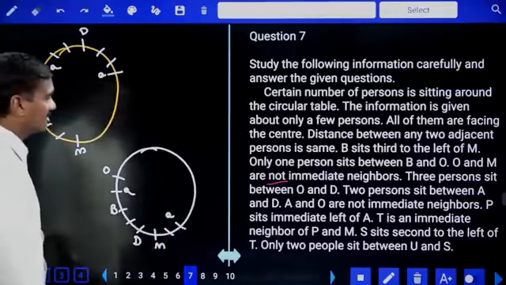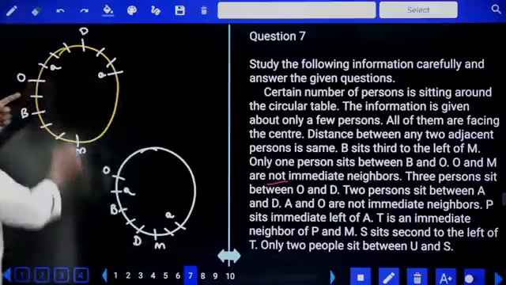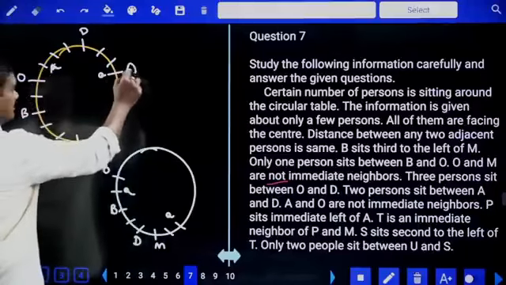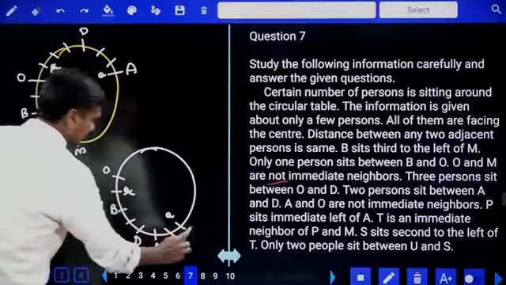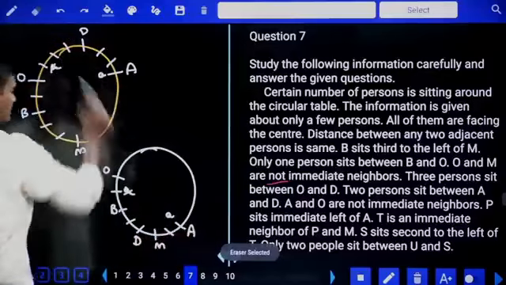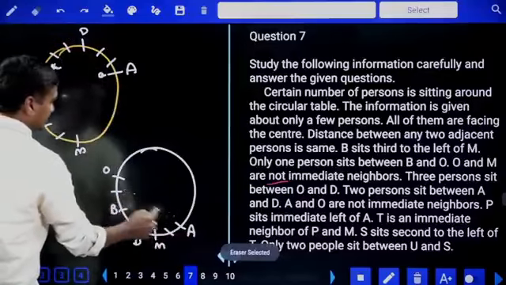A and O are not immediate neighbors. As A and O are not immediate neighbors, A cannot be here. Hence A must be here. A cannot be here, A must be here. Done. Hence we have finalized the positions of A and O as well.